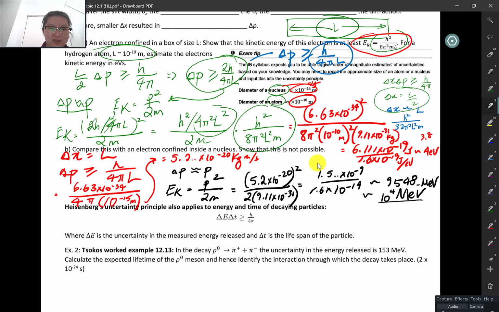We've developed some appreciation through these examples. We have one more, looking at the Heisenberg uncertainty principle in terms of time and the lifespan of a particle in terms of its uncertainty in the energy. So stay tuned for the next example.